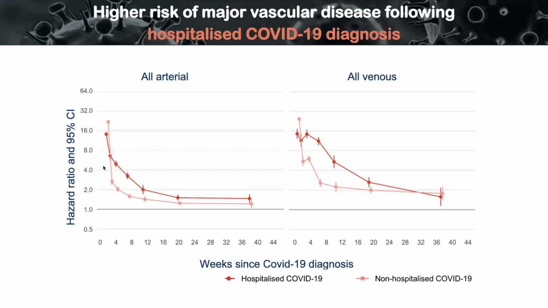Hospitalized versus non-hospitalized. Hospitalized COVID-19 seems to give generally higher hazard ratios. For arterial events, you see they're marginally higher even in the long term.